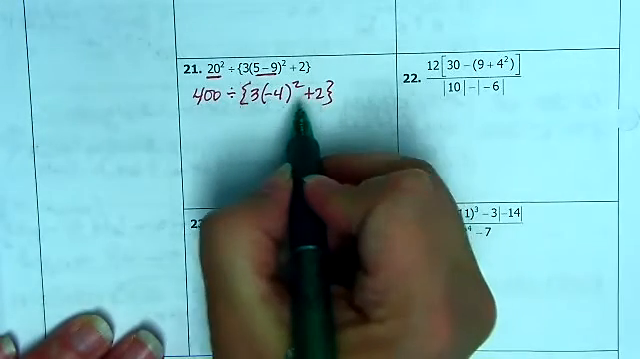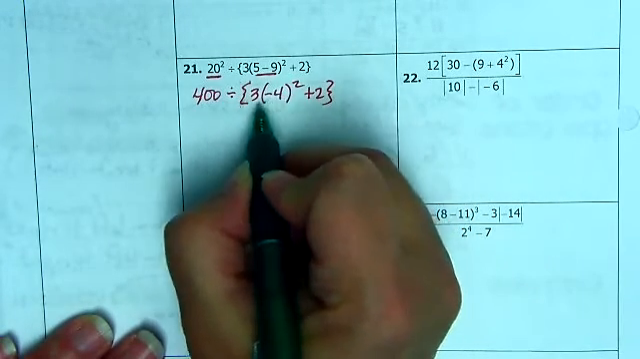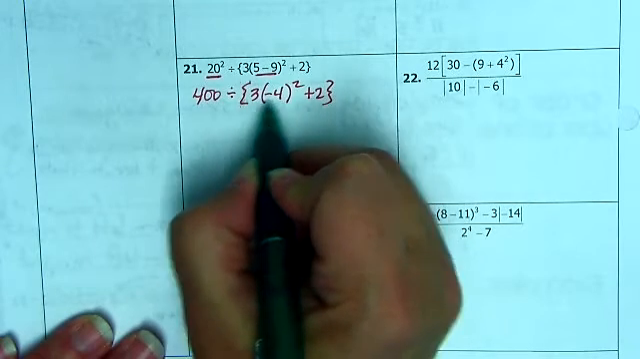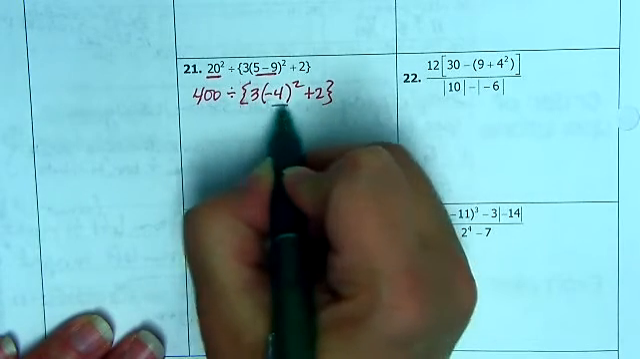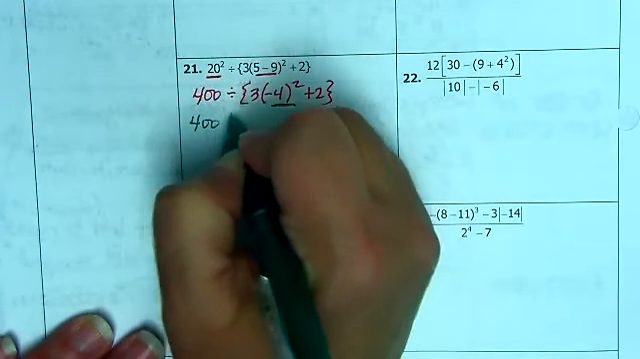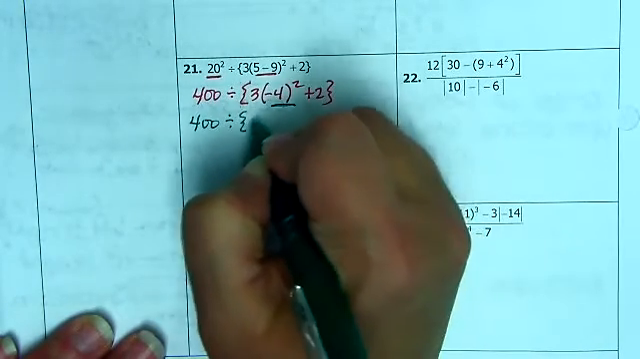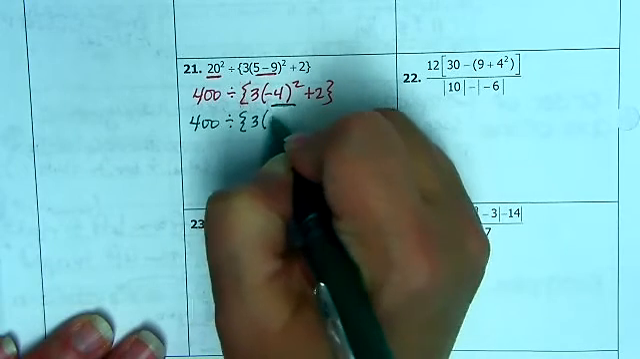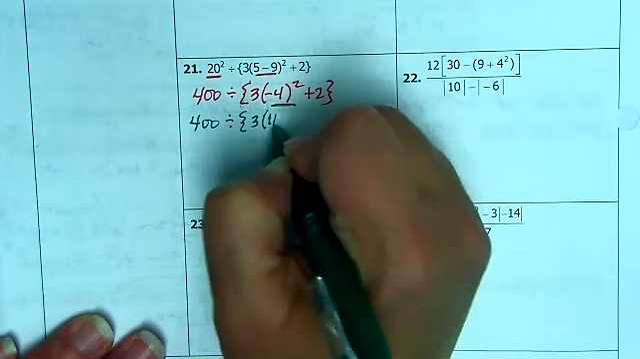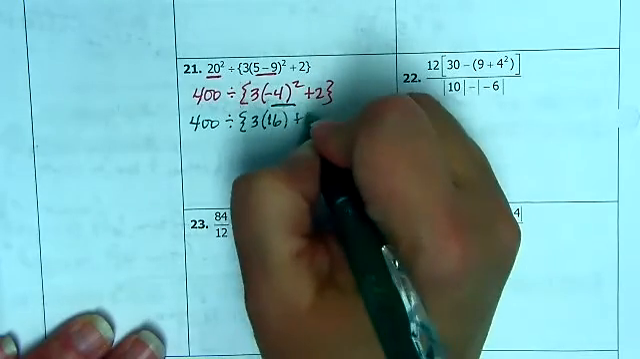And next, now I'm going to be doing the negative 4 squared, not the multiplication. That's a common mistake. We're not doing 3 times negative 4. We're doing the negative 4 squared. So I'm going to bring down everything else. 400 divided by, open bracket, and now that's going to give me 3 times 16, because negative 4 times negative 4 is a positive 16, plus 2.